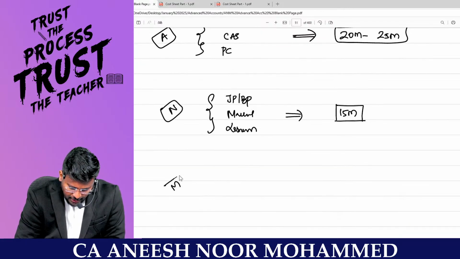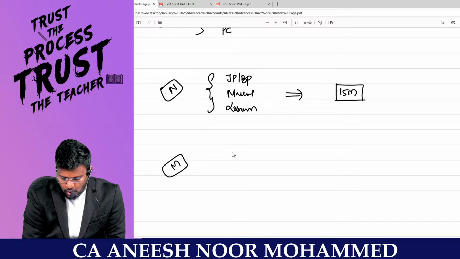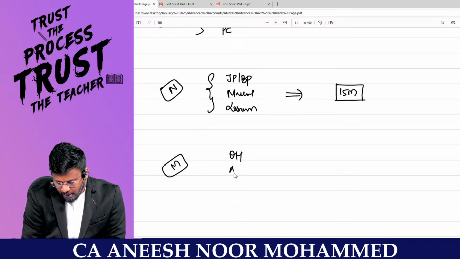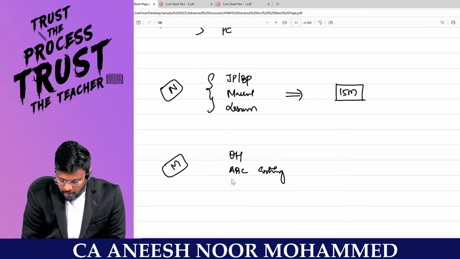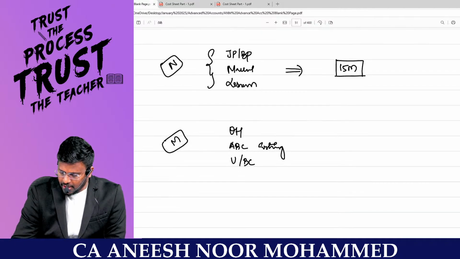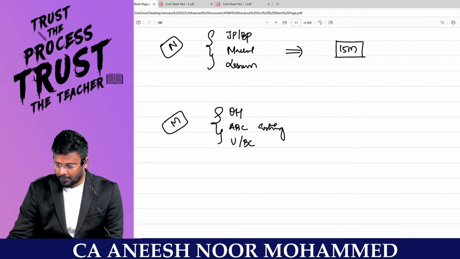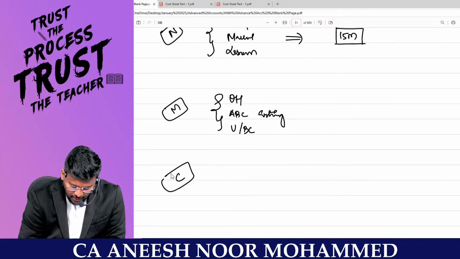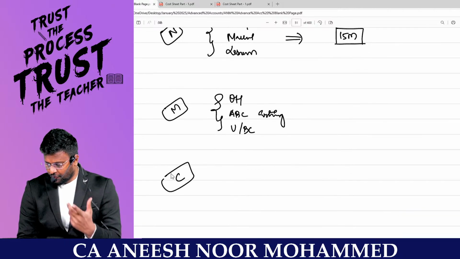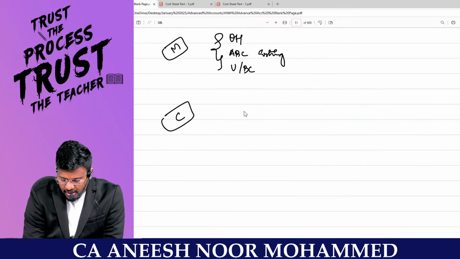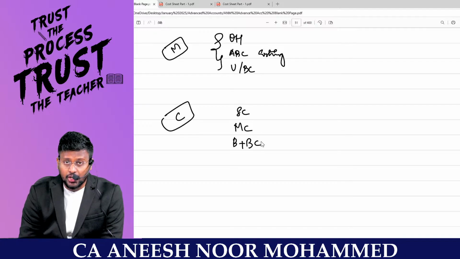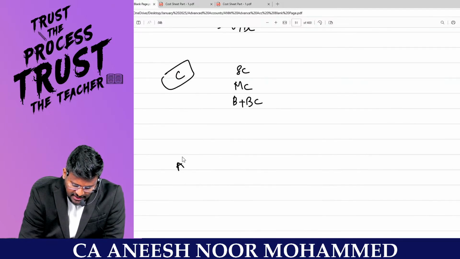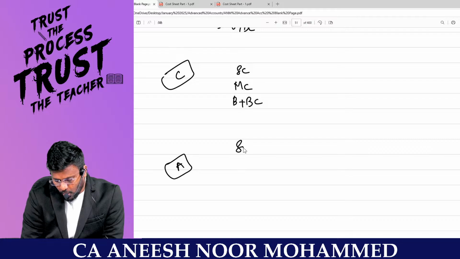Then part number C, you have to prepare overhead, then ABC costing and unit and batch costing. This is the third one. Then the fourth part comprises decision making chapters such as standard costing, marginal costing, budget and budgetary control. And the last part, you have to prepare service costing.